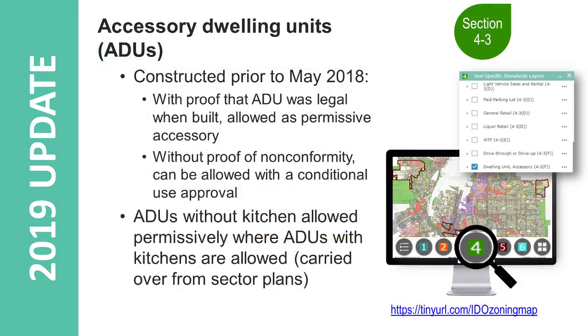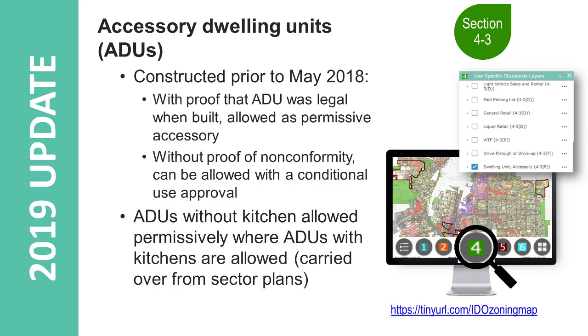Looking at the next slide, if I want to know where all of these places are that an accessory dwelling unit is allowed in R1, I would go to the little IDO zoning map. I would go to button 4 because I have a question about a use. I click on button 4 and it brings up this pop-up box, and I can scroll down until I find dwelling unit accessory and click that button, and you'll see these few areas in Albuquerque where accessory dwelling units are allowed in R1. So accessory dwelling units with kitchens are allowed in R1 in these few places.